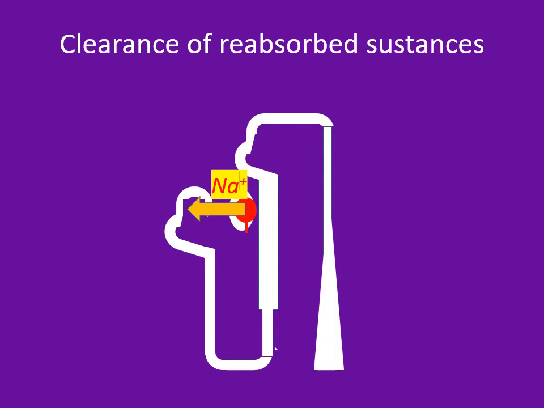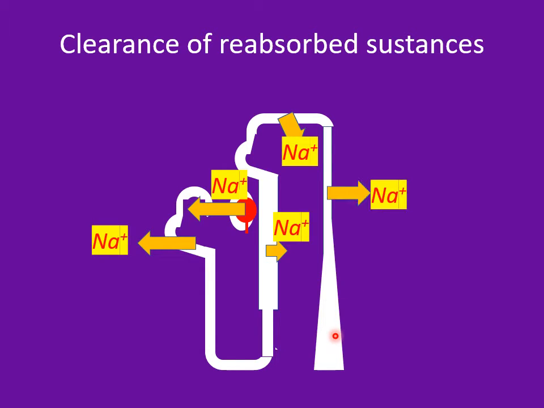What happens with the clearance of a substance that is reabsorbed in the nephron? For example, sodium. Sodium, once it is filtered into the lumen of the nephron, when it goes through the different segments of the nephron, will little by little be reabsorbed. And then sodium in the urine will be very little. So when we calculate the clearance of sodium, it will be very little. The clearance of any substance that is reabsorbed will be less than the clearance of creatinine.